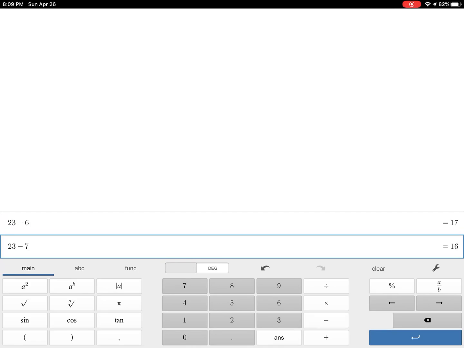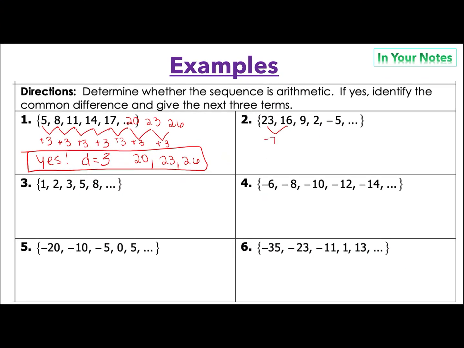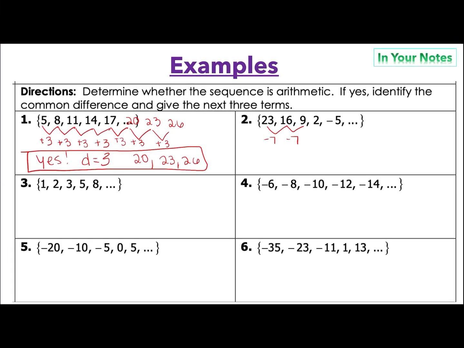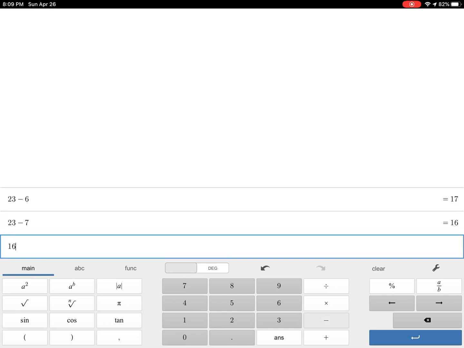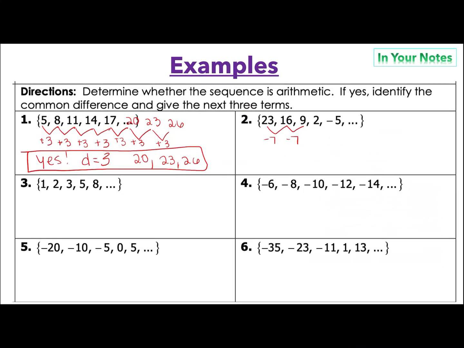So what about 23 minus 7? There we go. 23 minus 7. So that means that I should be able to keep subtracting 7 and getting the next term. So let's see, is 16? We would do 16 minus 7. What is 16 minus 7? It's 9. Is that what it's supposed to be? Yes, it is. 9 minus 7 is 2, and 2 minus 7 is negative 5.